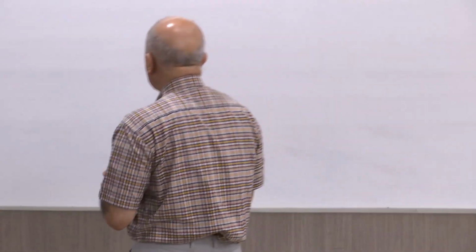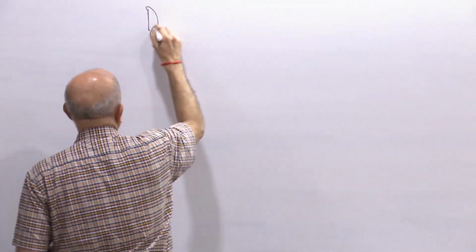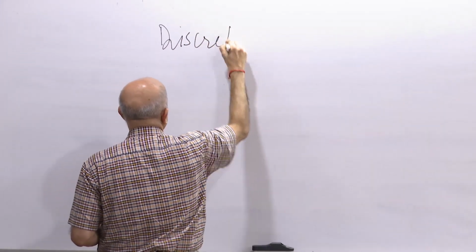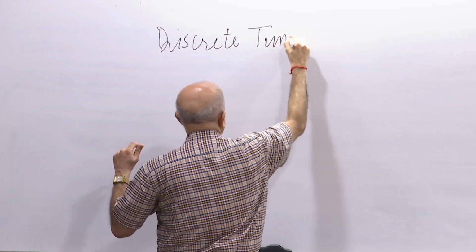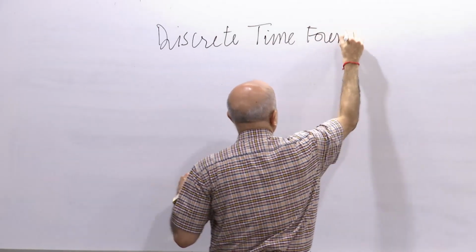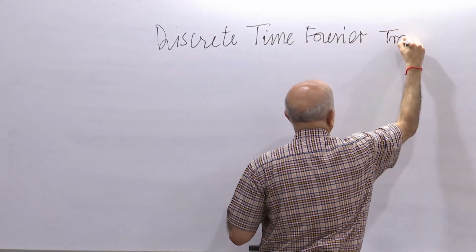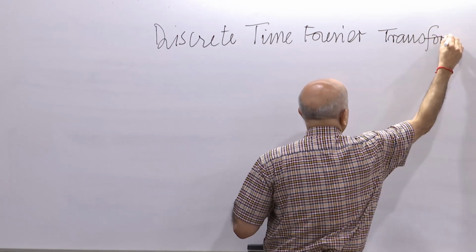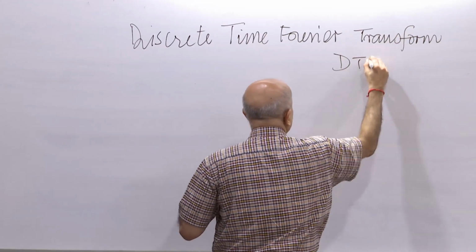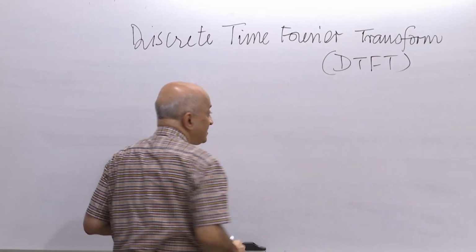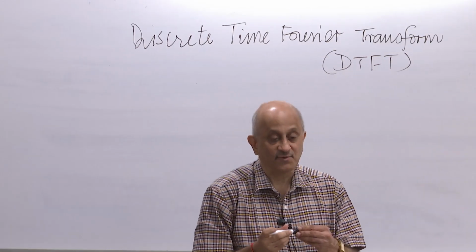The first is to again discuss some part of the generalization of transforms. I was talking about the Laplace transform in the previous session, and in this session I am going to talk about the Z transform and the discrete time Fourier transform. Let's talk about the discrete time Fourier transform first.